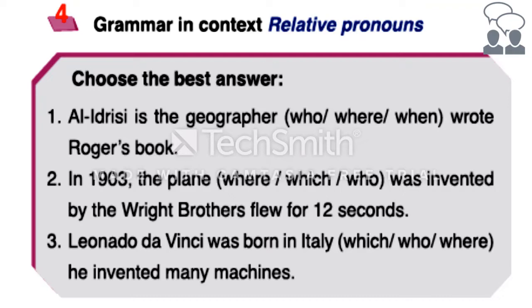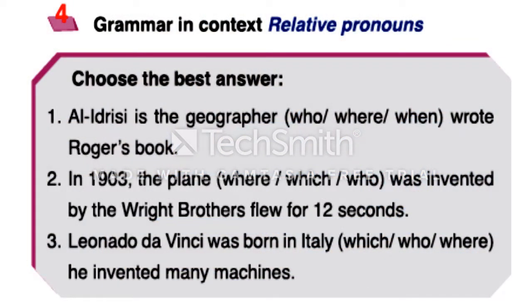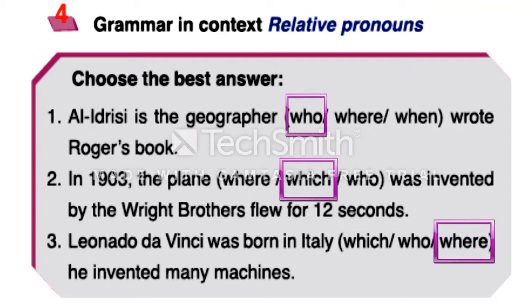Number 3. Leonardo da Vinci was born in Italy. Italy is a place, so we have to take where: Italy where he invented many machines. Let's see. Check your answers. Idrisi, the geographer who. Number 2. In 1903, the plane which. Number 3. Leonardo da Vinci was born in Italy where.